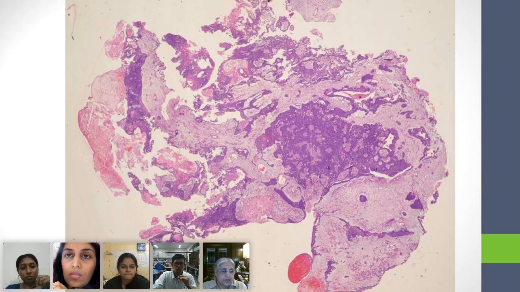All right, somebody else. What's a gland, Neha? Ma'am, it's a structure with a lumen which is lined by cells, and it has a secretory action. Okay. Neelam? A luminal structure lined by epithelial cells is a gland.